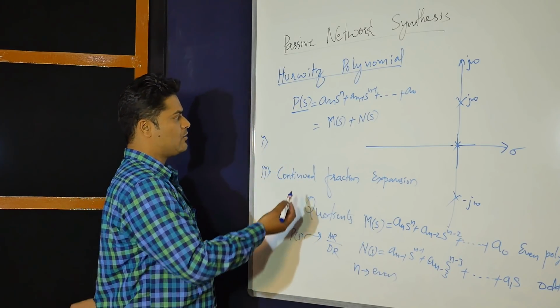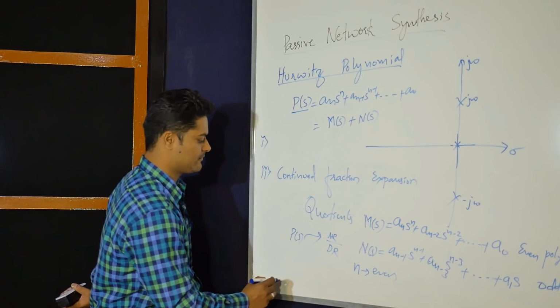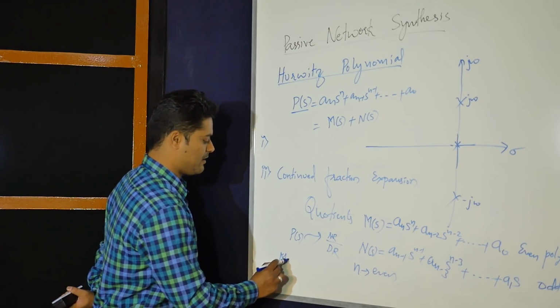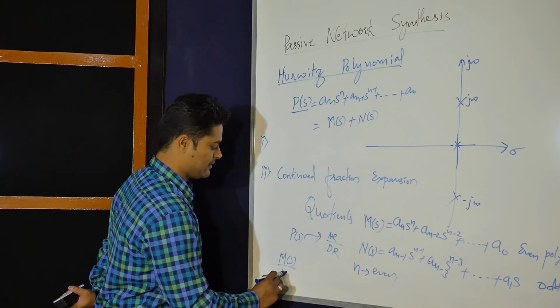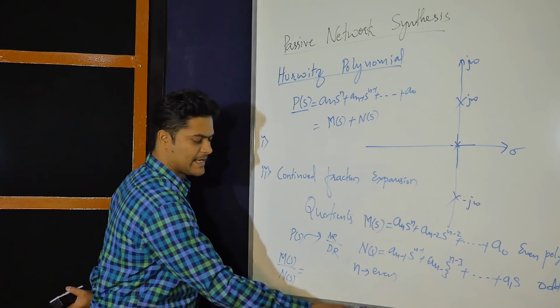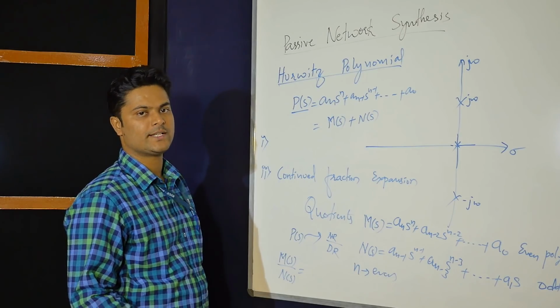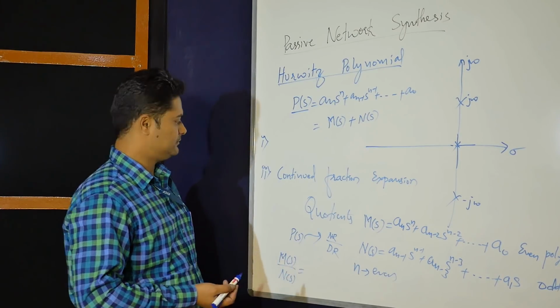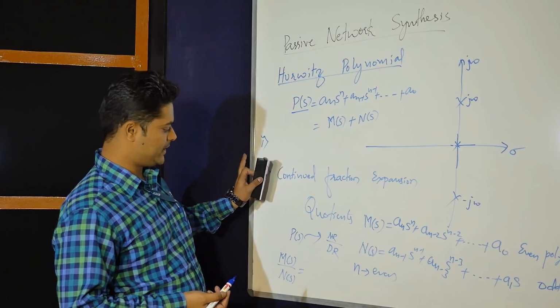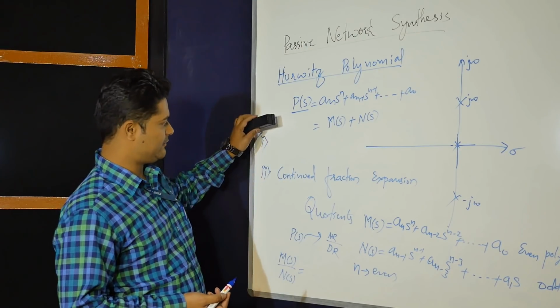So to have continued fraction expansion, we will do M of S by N of S. We will have a continued fraction expansion of this, and the quotients have to be positive in order to tell that it is a Hurwitz polynomial. So let's go on solving the problem, taking one example.